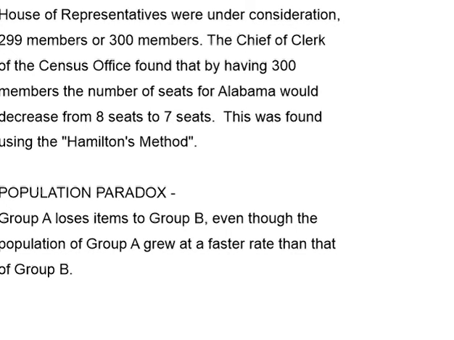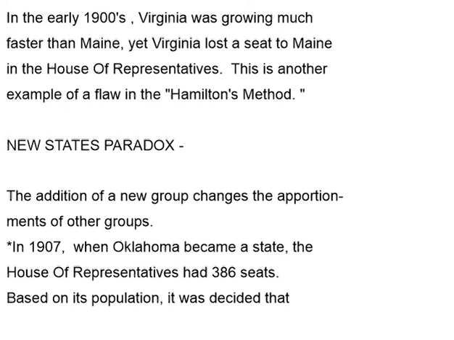Population paradox. Group A loses items to Group B, even though the population of Group A grew at a faster rate than that of Group B. In the early 1900s, Virginia was growing much faster than Maine, yet Virginia lost a seat to Maine in the House of Representatives. This is another example of a flaw in Hamilton's method.